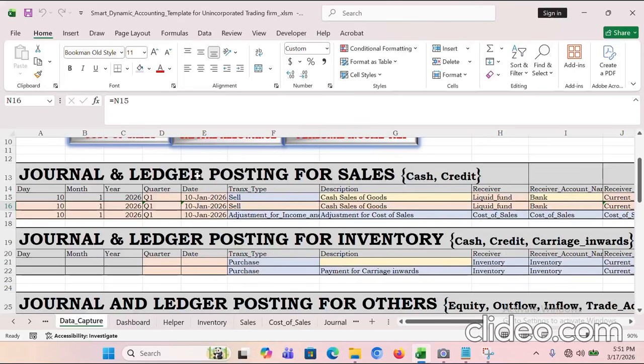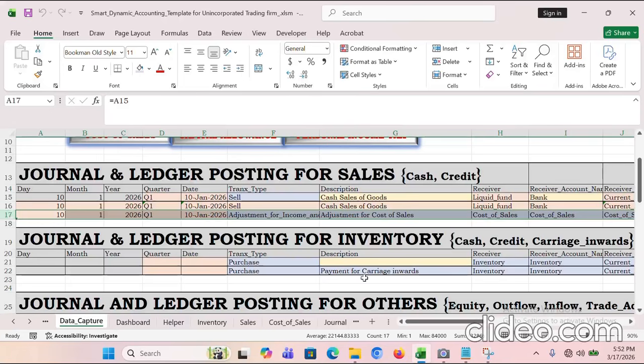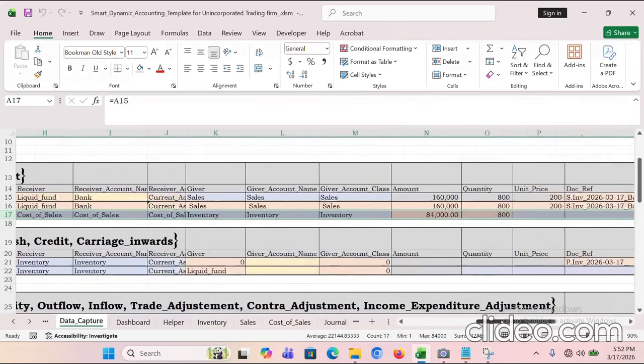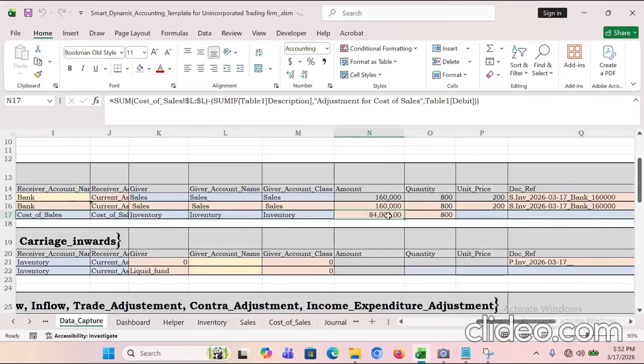Okay, before we go ahead, for each sales, once every sales is made, we also need to compute the cost of sales pari passu. So this last row under the sales data capture is for capturing the cost of sales. So all these things have already been auto-filled. You can see even the cost of sales amount has already been auto-filled. So let's see how we arrive at this 84,000.